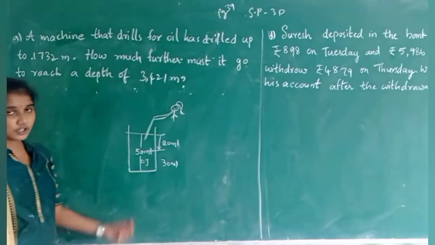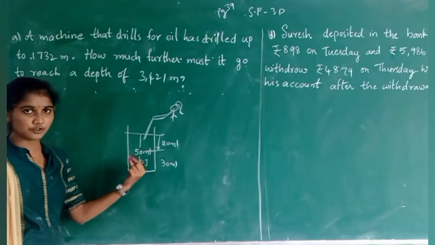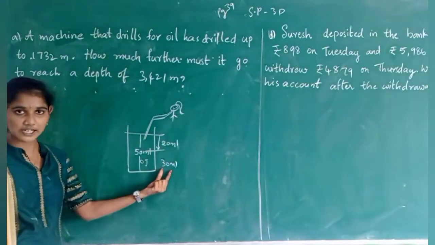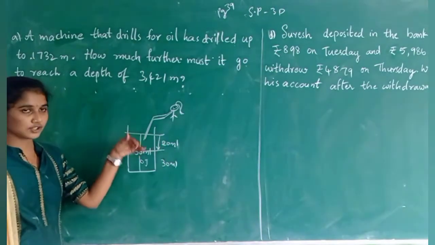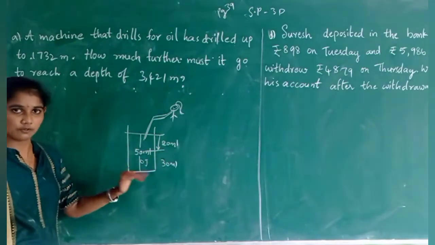So what did we do here? We did subtraction: 50 minus 20 to get 30. She already drank 20, and the remaining is 30. We find it like this.